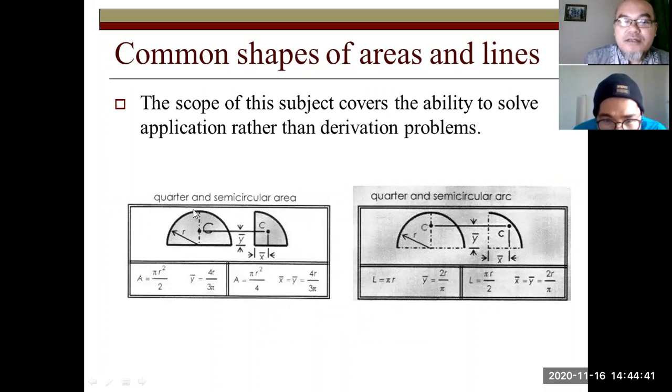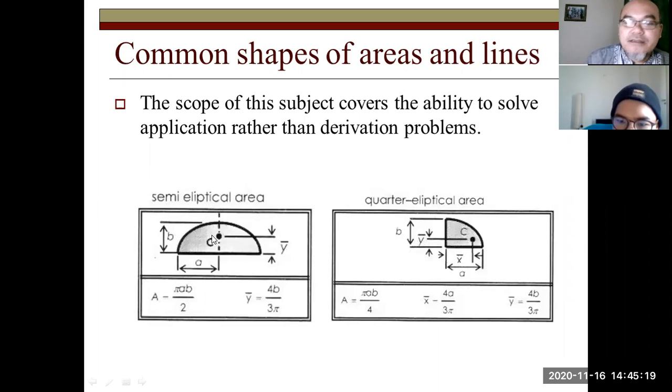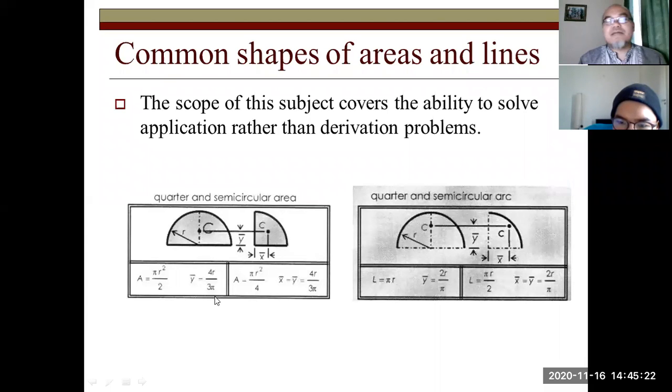Let's say then we have a quarter area and a semicircular area. This is a quarter area. For the semicircular area, the area equals pi times r squared divided by 2. Pi r squared is the area of the whole circle. If it is divided by 2, then it becomes the semicircle. The height from the bottom of the centroid or center of gravity, if it were uniform, equals 4r divided by 3 pi, 4 times the radius divided by 3 times pi.